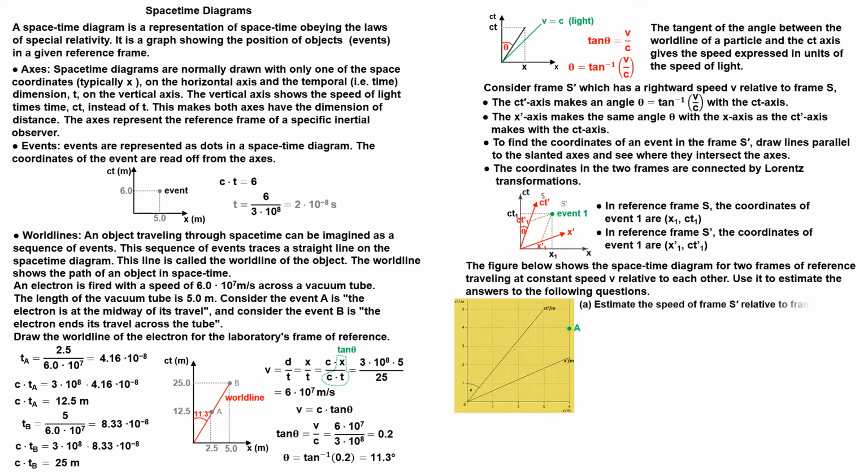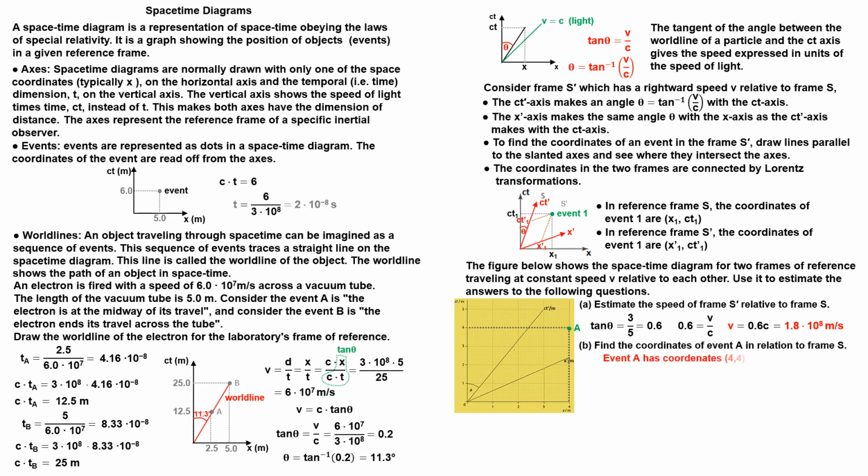Estimate the speed of frame S' relative to frame S. The tangent of the angle theta is 3 divided by 5. But we know this is speed v divided by c. So the speed of reference frame S' is 0.6 times c. Find the coordinates of event A in relation to frame S. The coordinates of the event are read off from the axes. Event A has coordinates 4 and 4.